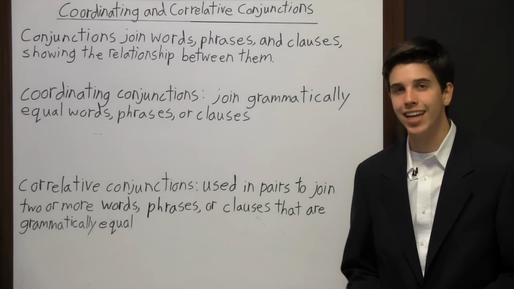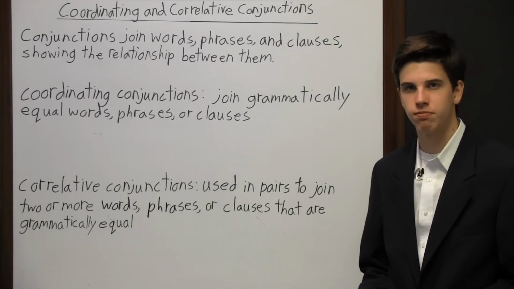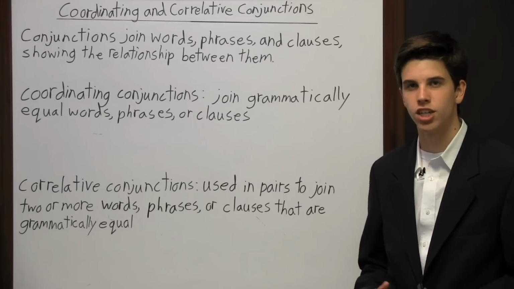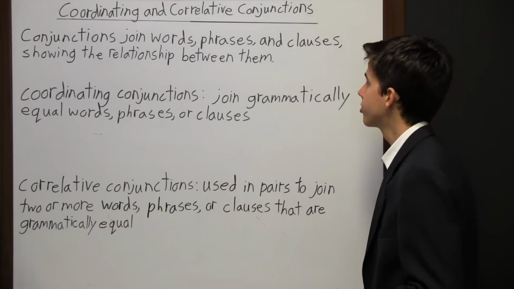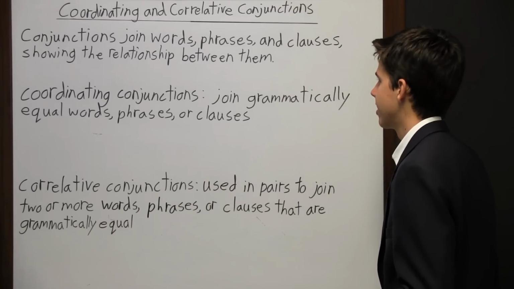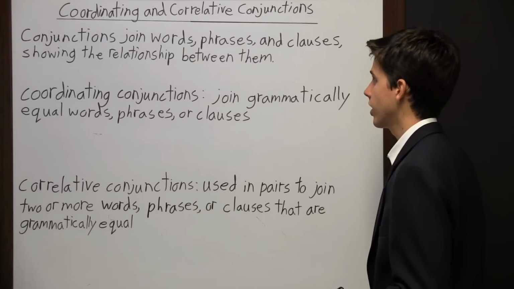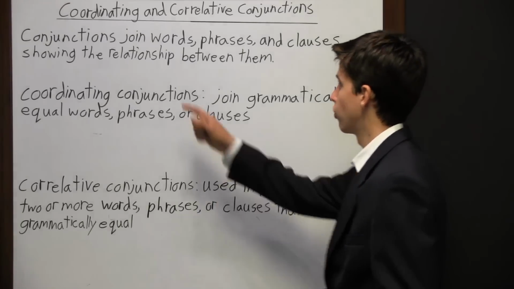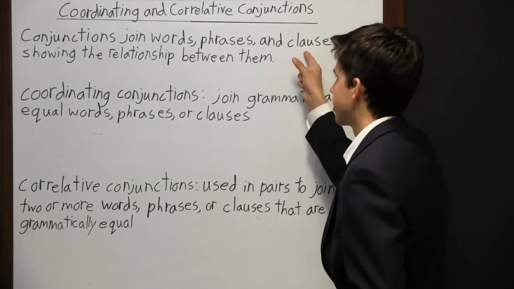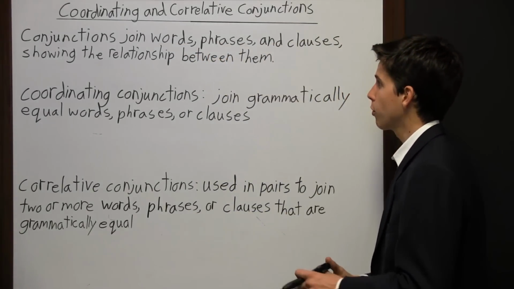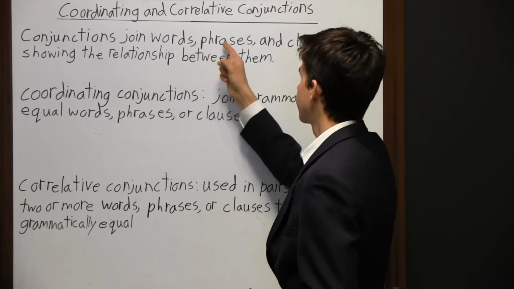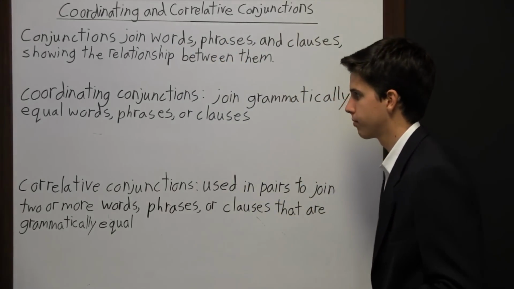ACT English sentence structure. Conjunctions join words, phrases, and clauses, showing the relationship between them. So conjunctions join words, phrases, and clauses, and in addition, they show the relationship between these words, phrases, and clauses.